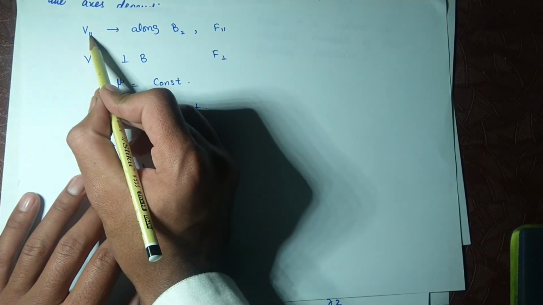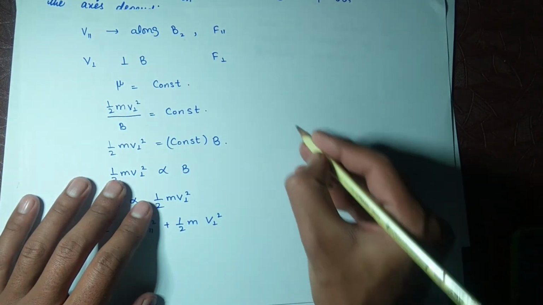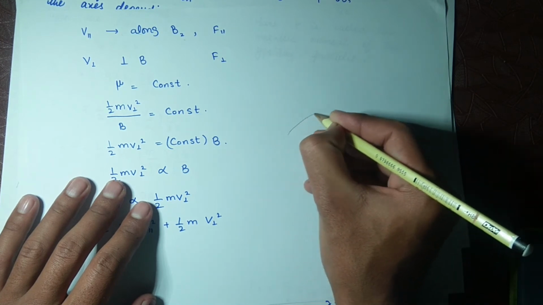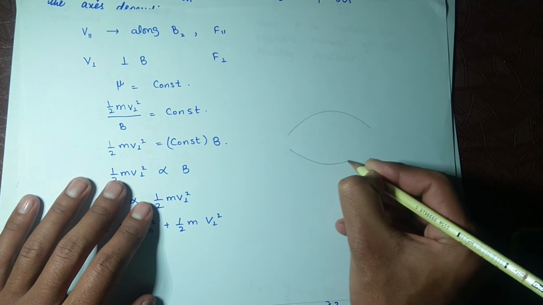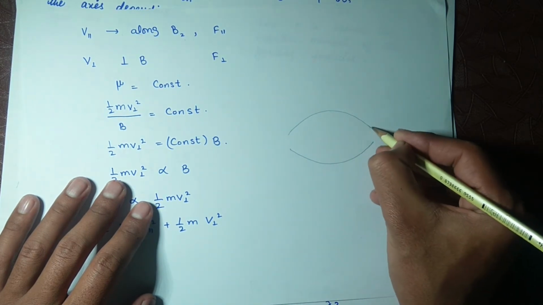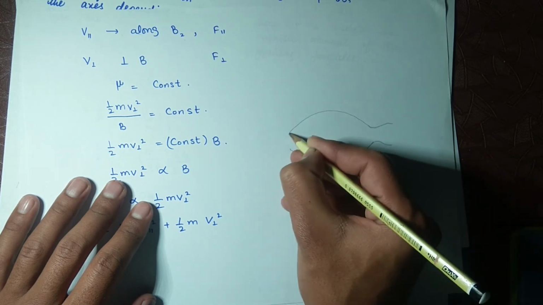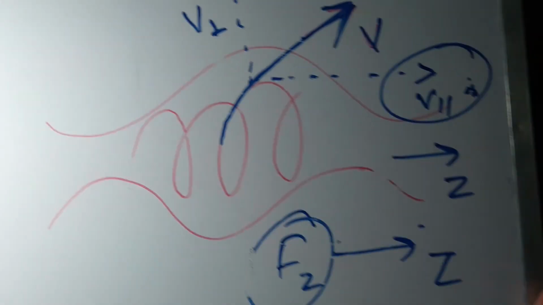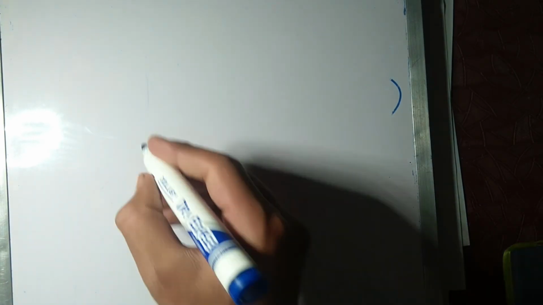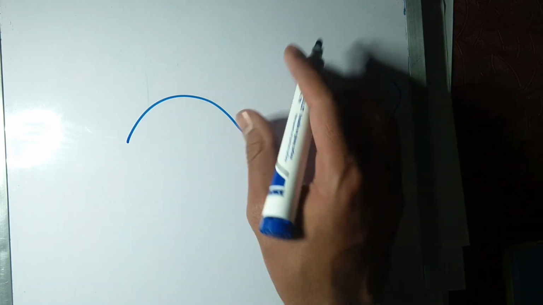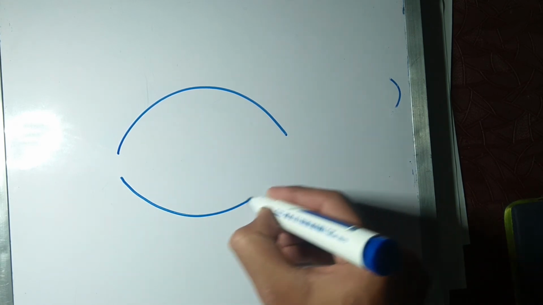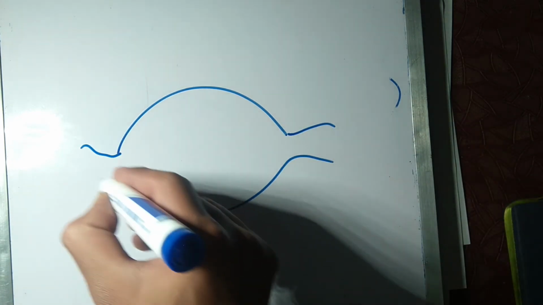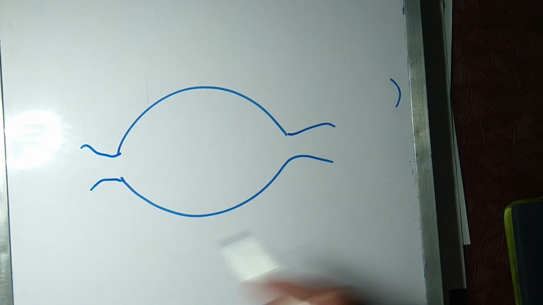So we know that V parallel is along B of Z. Let's make another diagram here on the board, so it will be more prominent to you. We have a bottle like this. Let's make a bigger one, like this. It's a candy.